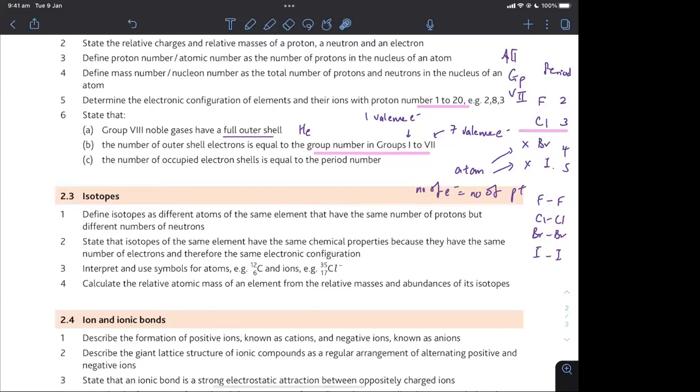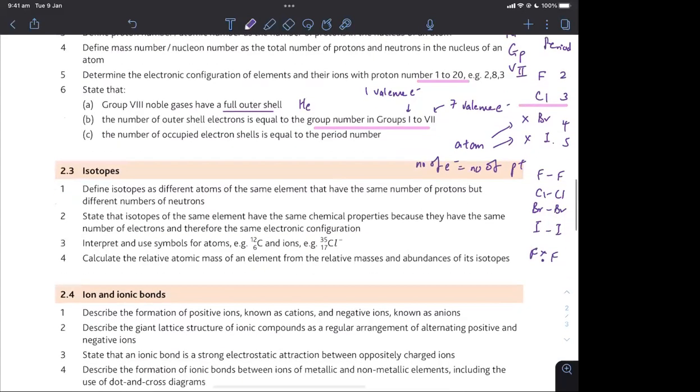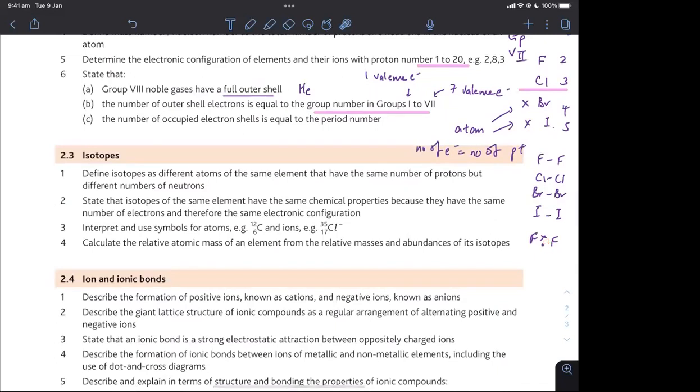When you convert this to dot and cross, do not forget to use a dot and cross to represent the differences, and do not forget to include all the other electrons because you have 7 outer shell electrons to begin with. Counting the dots and counting the crosses remains difficult for a lot of students, so make sure you are able to do things like that. Okay, so what else? Isotopes.